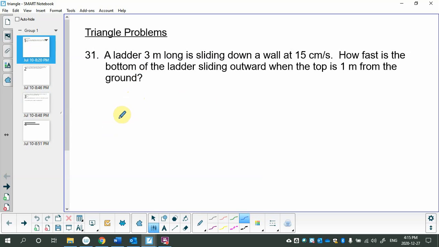But it says a ladder 3 meters long is sliding down a wall at 15 centimeters per second. How fast is the bottom of the ladder sliding outward when the top is 1 meter from the ground? Okay, so because I've got a ladder leaning up against a wall, I am going to draw a right angle triangle. So here is my ladder.